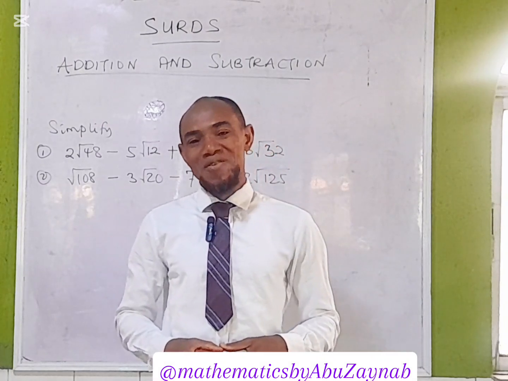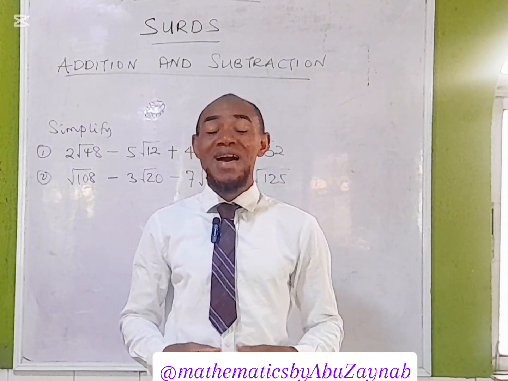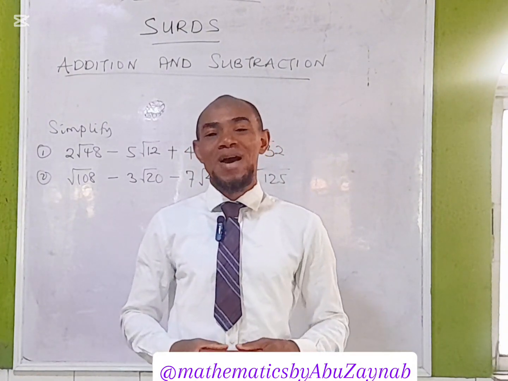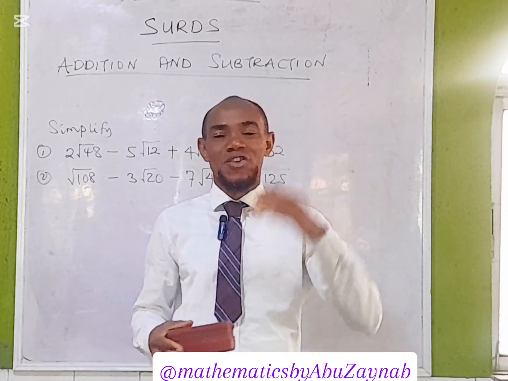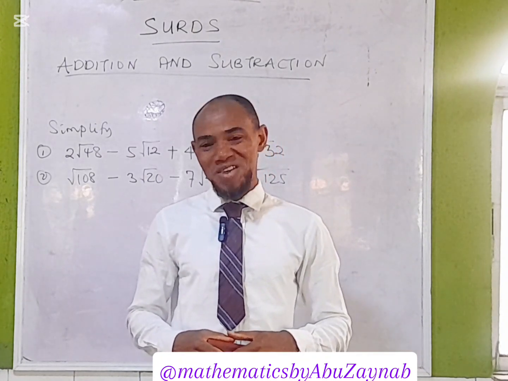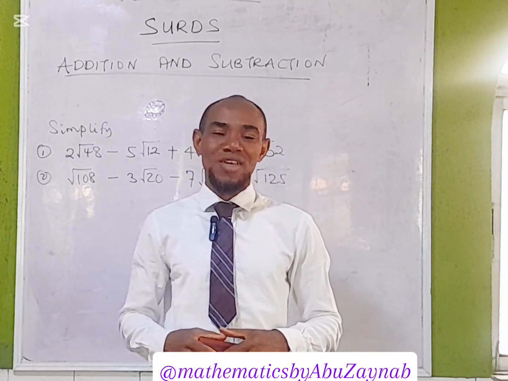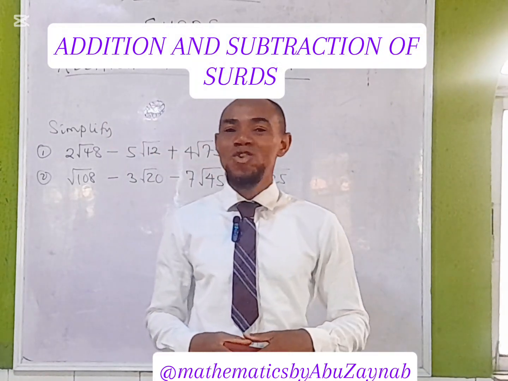Today we are continuing from our last video where we introduced the concept of surds. And I did explain then that surds are an example of irrational numbers that cannot be expressed as fractions, that is numerator over denominator. Without wasting much time, we delve right into today's lesson, which has to do with the addition and subtraction of surds.